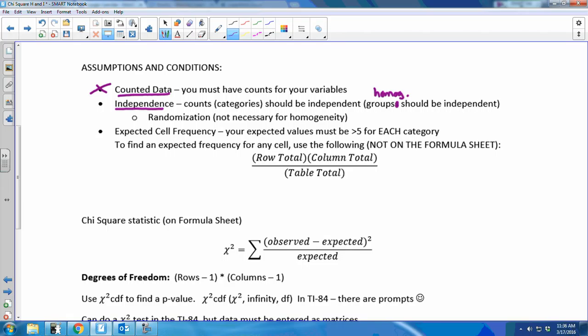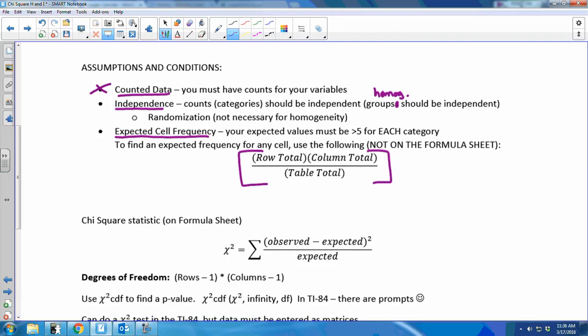And then you have expected cell frequency. Just like in goodness of fit, you have to have expected counts greater than 5 for all of the categories. But here's the problem. You have a two-way table now, and so the expected counts are a little wishy-washy. You can't just go through, because they're not giving you a percentage that you can use to find the expected count. So this is how you find them.